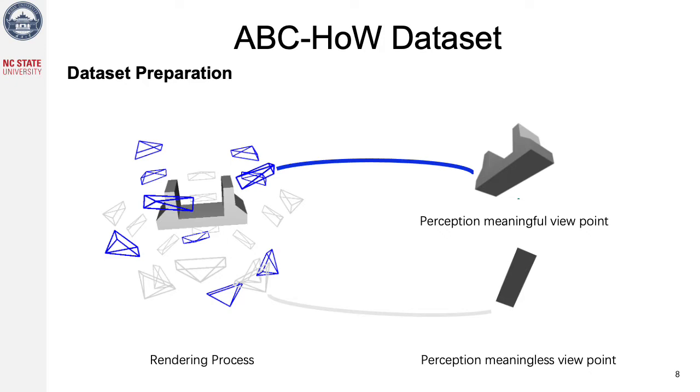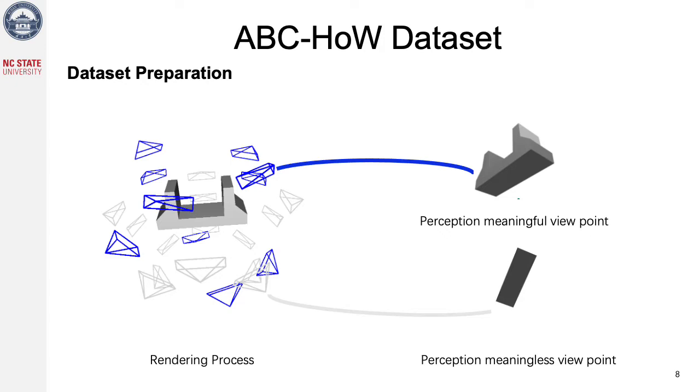As shown on the left of the slide, for each CAD model, we randomly generated 24 sparse views for rendering. Considering the self-occlusion fact in the image formation process, some perceptually meaningless viewpoints, where HoW-3D cannot be achieved even by a human, should be removed.